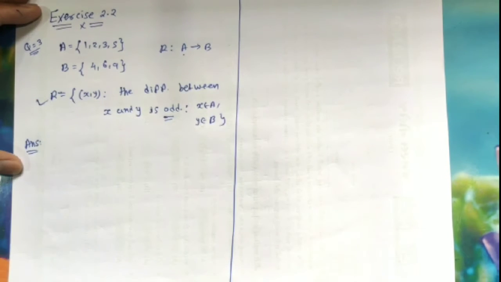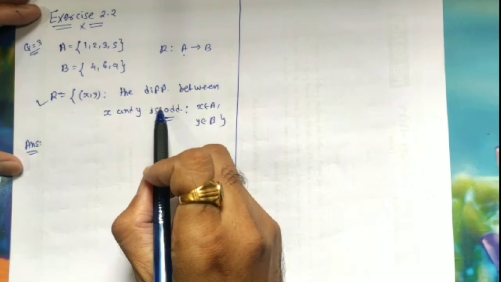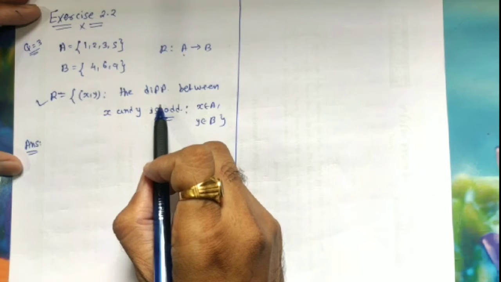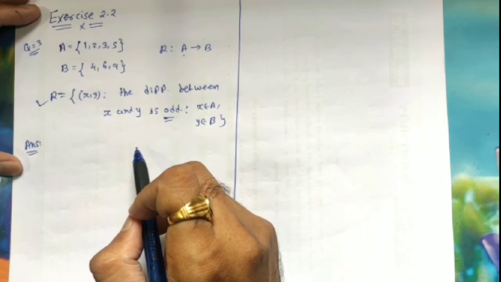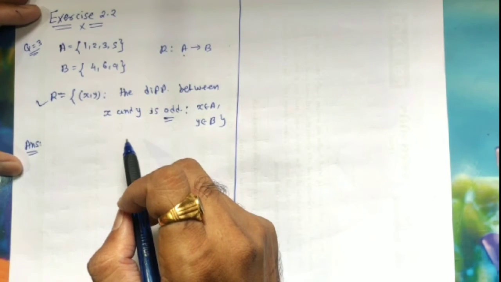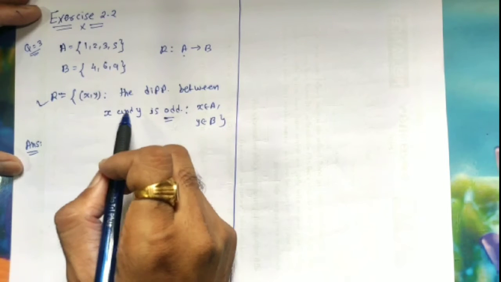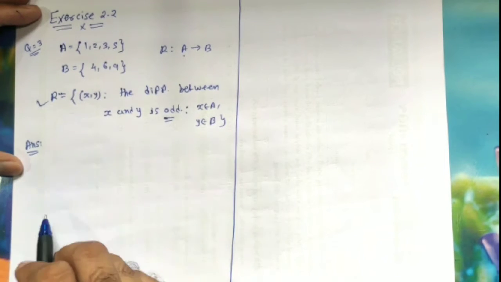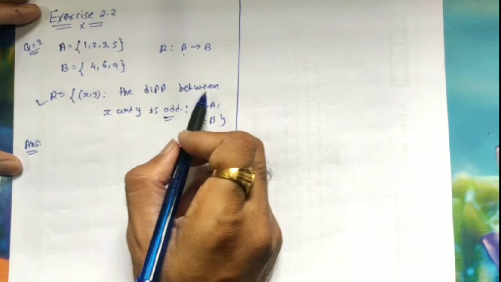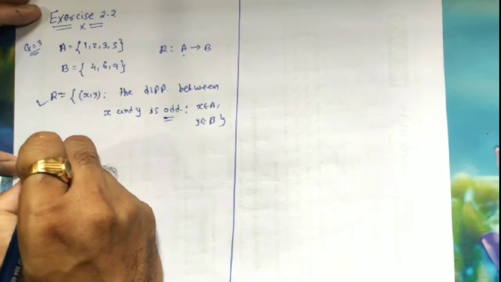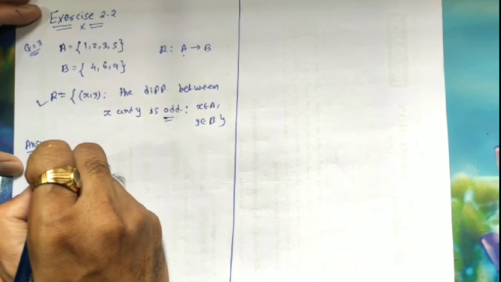We discussed yesterday that our relation R can be represented in 3 ways. First is set builder form, second is roster form, and third is arrow diagram. Here you have to represent relation R in roster form, which means you have to make the list of the ordered pairs only, where the difference between x and y is odd. So let's start writing R.